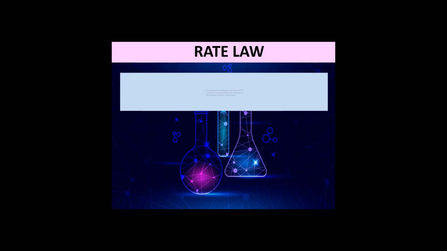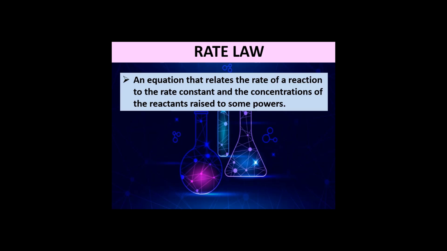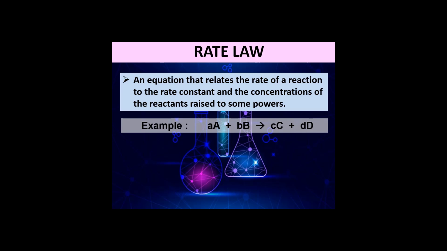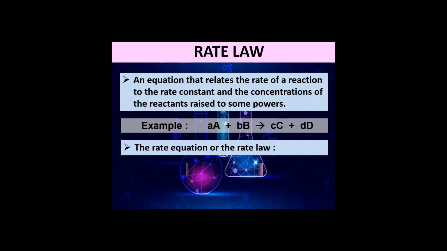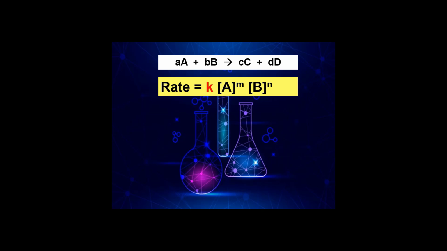Rate law is an equation that relates the rate of a reaction to the rate constant and the concentrations of the reactants raised to some powers. Let's say we have the following general reaction: A plus B produce C and D. We can write the rate law as rate equals k times concentration of A to the power of m times concentration of B to the power of n. k is the rate constant, which is the proportionality constant between rate and concentration for a given reaction and temperature. It does not change as the reaction proceeds.